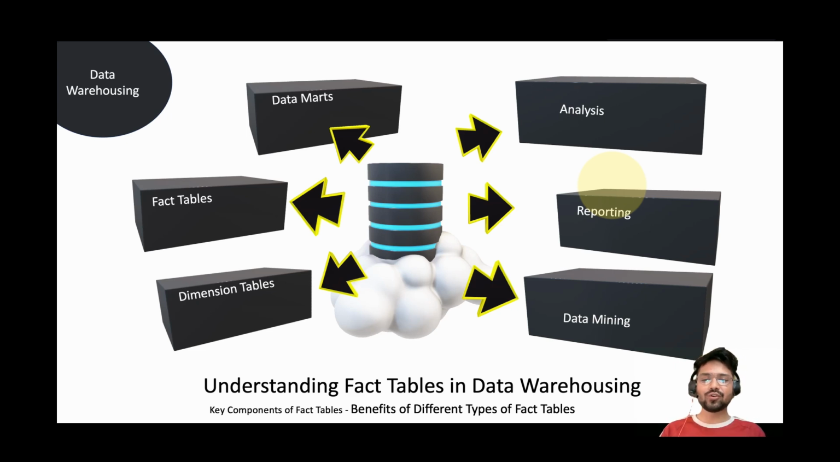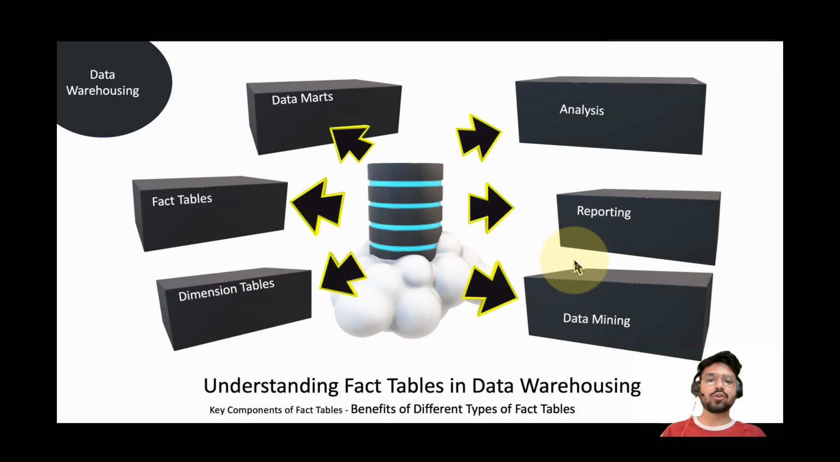So in today's video, we are going to talk about the different types of fact tables, its key components and benefits of different types of fact tables. So here in the center, you can see we have the data warehouse, and with this data warehouse, we create our analysis reports, we create our reports on top of the data, we create data marts, we have fact tables, we have dimension tables on the basis of which we create a star schema, snowflake schema. We find out the hidden patterns in our data using data mining techniques.